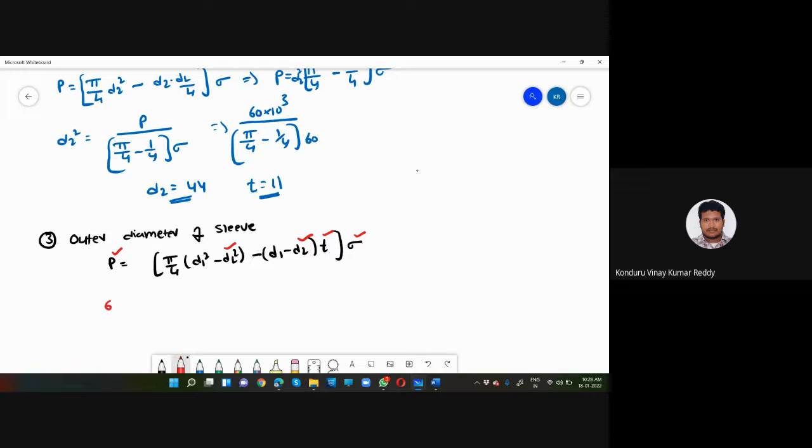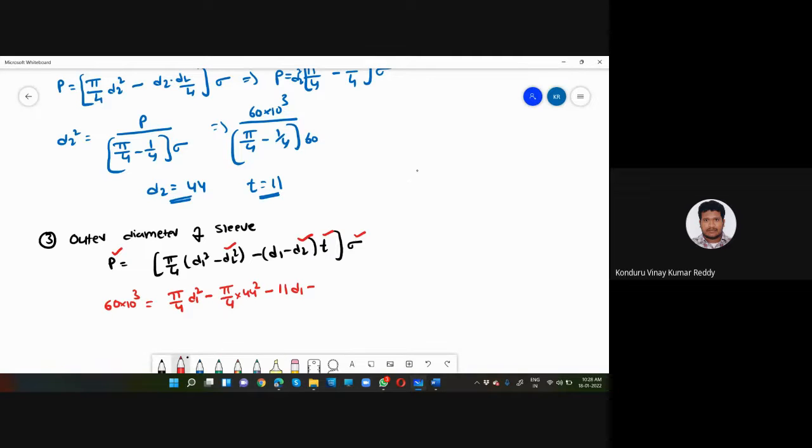Here 60 into 10 to the power of 3 is equal to pi by 4 (d1 square minus d2 square). D1 we don't know, thereby pi by 4 into d1 square minus d2 square, d2 square is nothing but 44 square, minus d1 we don't know, thereby (d1 minus d2) into t. T value we know, that is 11. So it will be 11 into (d1 minus d2) into t.